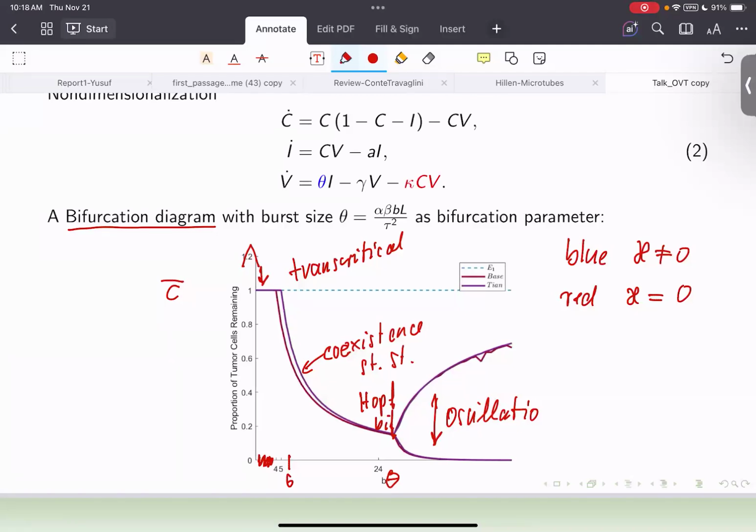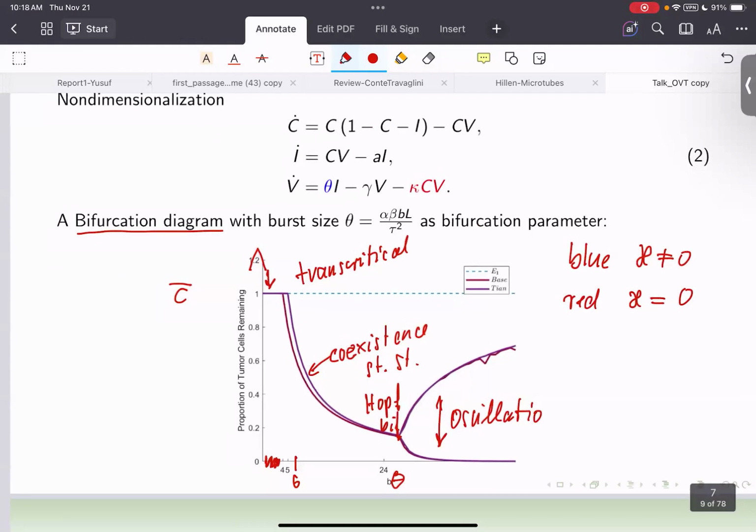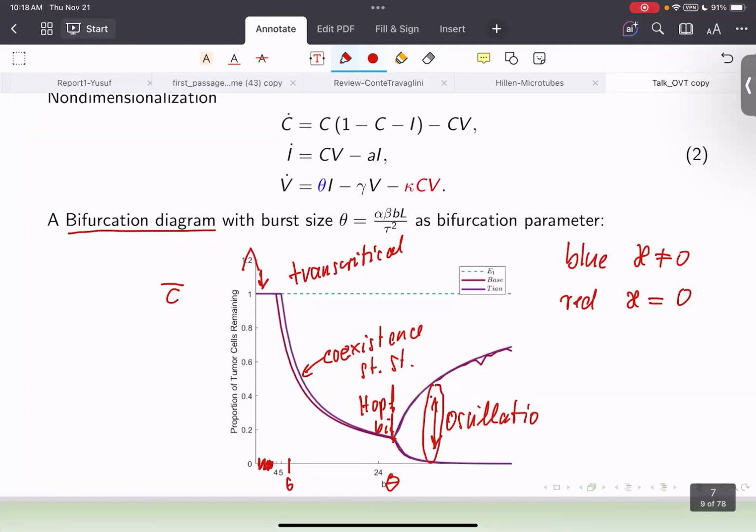So this is the bifurcation structure of the base model, and this has far-reaching consequences for everything else we do. So for low theta, cancer wins. For intermediate theta, cancer is reduced, but it's still there. For high theta, we run into oscillations. Now I plot my oscillations again.